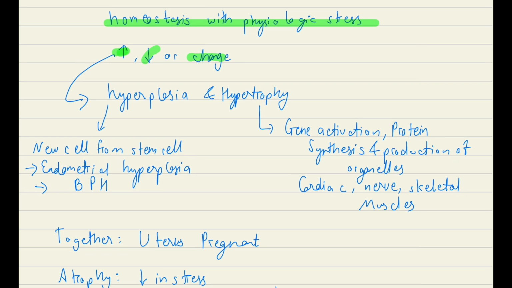And what do we mean by hyperplasia? It's just the increase in cell number. And what is hypertrophy? It is the increase in organ size. Hyperplasia occurs by production of new cells from stem cells, and hypertrophy occurs by gene activation, protein synthesis, or by production of organelles. And it usually occurs in permanent tissue, like cardiac tissue, nerve cells, and skeletal muscles.